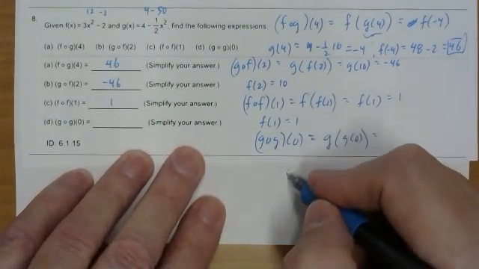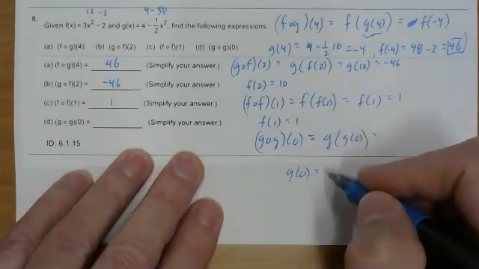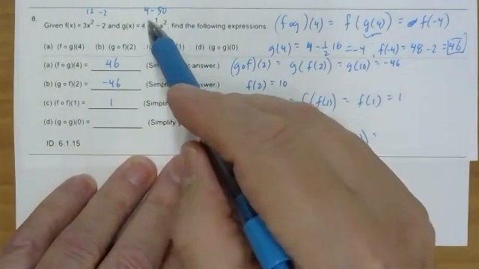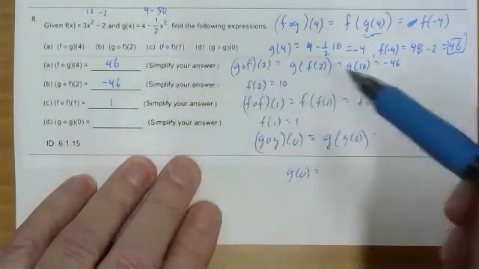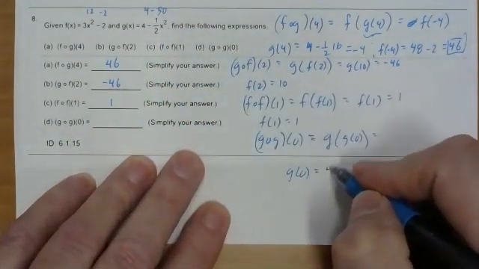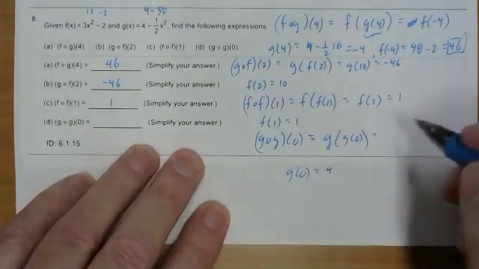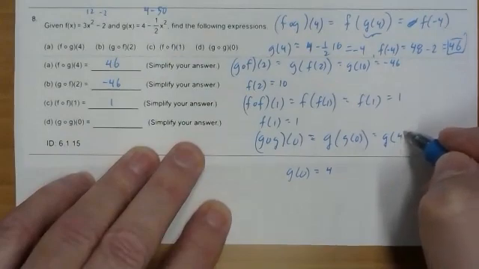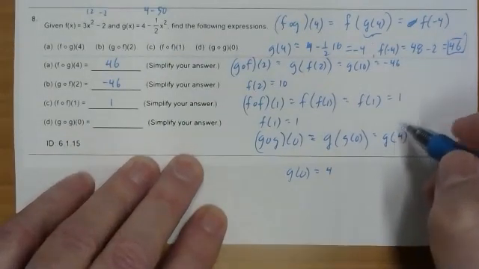So g of 0, go to my g function, plug in 0 for x. It's going to be 4 minus 0. So g of 0 is 4. So now I plug in 4 for g of 0, and now I need to go find g of 4.